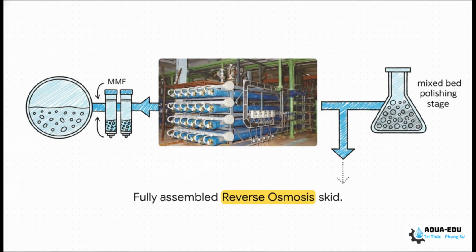We're talking multimedia filters, or MMF, and then those highly precise 5-micron cartridge filters way before it ever reaches the main skid. This RO system, it is doing the heavy lifting. It's stripping out both dissolved and undissolved impurities under immense pressure, preparing that water for the final mixed bed polishing stage.